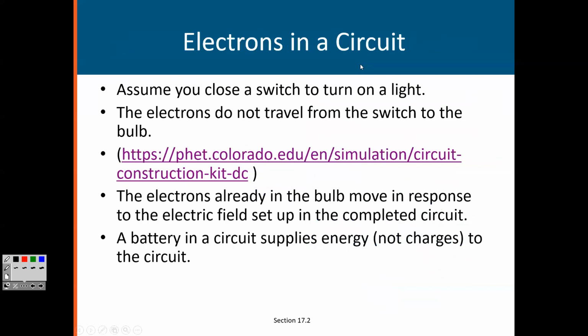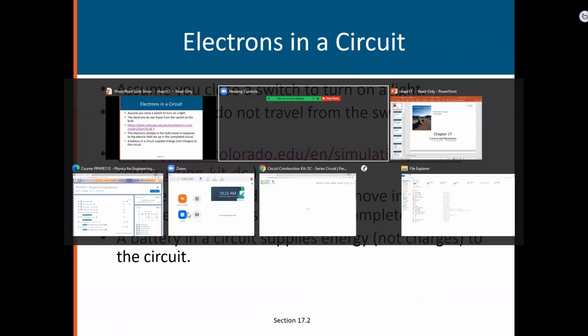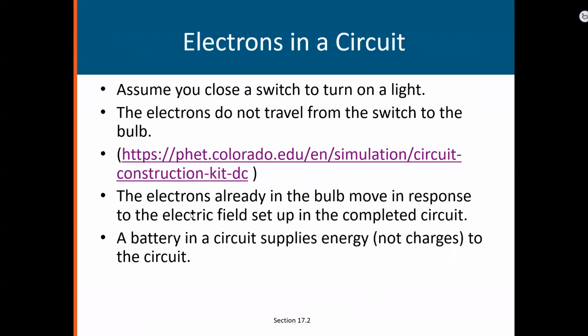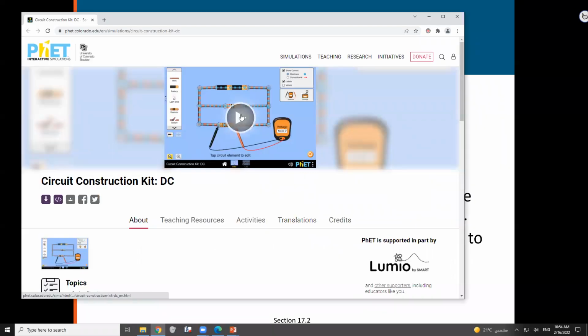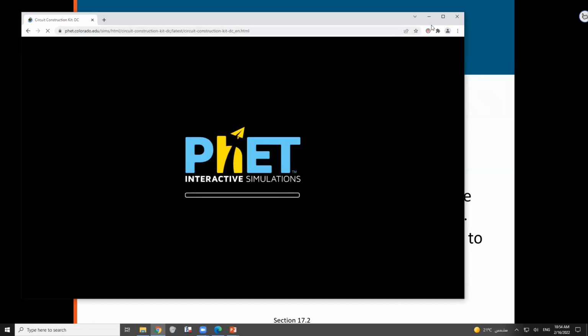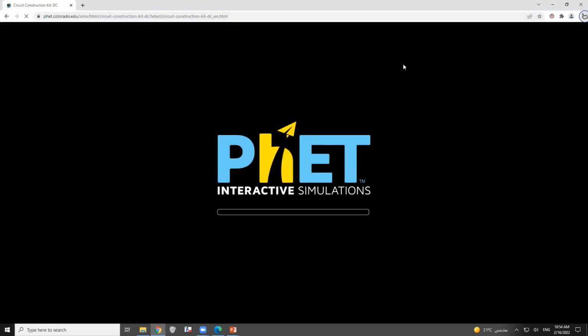Right. So we are going to look at a simulation of the current or the charge flow by clicking on this link. I have already opened it. Let me go there. Did I open it? Maybe I didn't. I thought I opened it. Okay, let me click that. It will take some time to open.